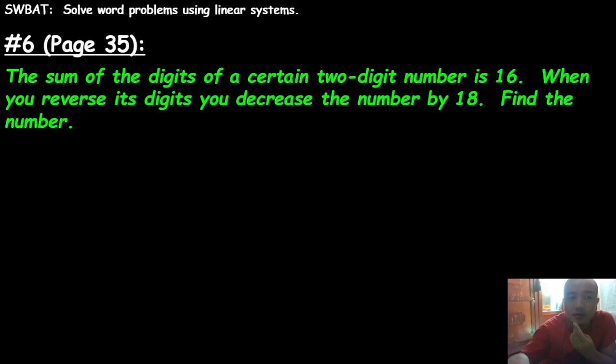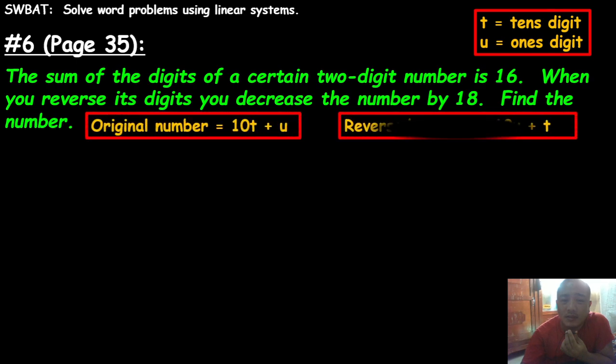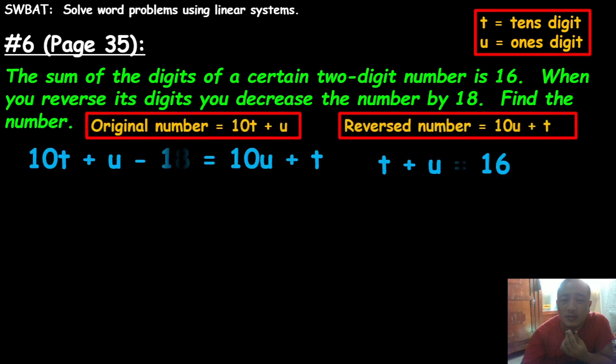Okay, we have here another. The sum of the digits of a certain 2-digit number is 16. When you reverse its digits, you decrease the number by 18. Okay, it's the same problem as our problem in number 1 and 2. Tens digit T, U, ones digit. Original number 10T plus U, reverse number 10U plus T.